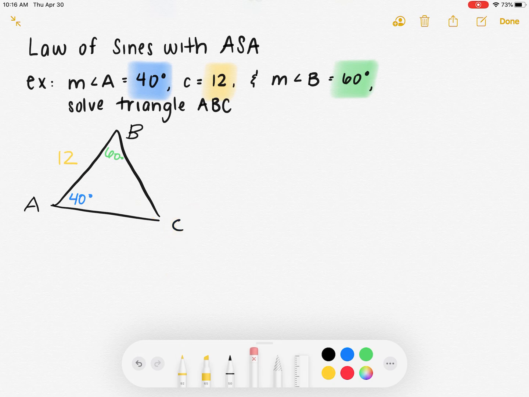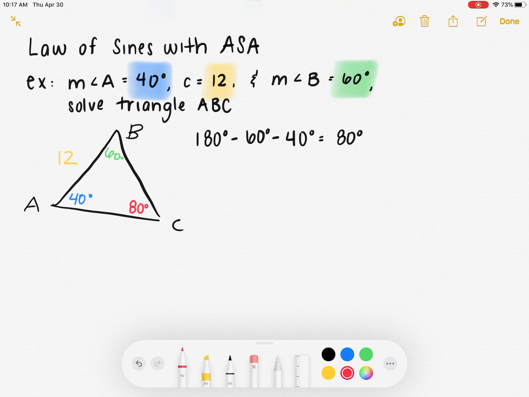So now that I've labeled the things that I know, I need to find everything else that I don't know. I have an angle I don't know, and two sides I don't know. The first thing I want to do is find that missing angle, because it's the easiest thing for me to do. I know that a triangle has 180 degrees, so if I know two angles, I'm just going to subtract the ones I know, and I get that 80 degrees is left. So my missing angle is 80 degrees. Now I need to find side A and side B. To find those, I'm going to use my law of sines.